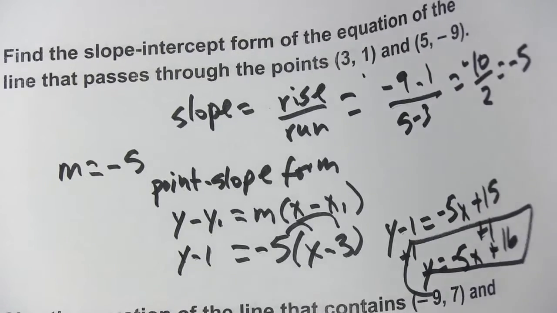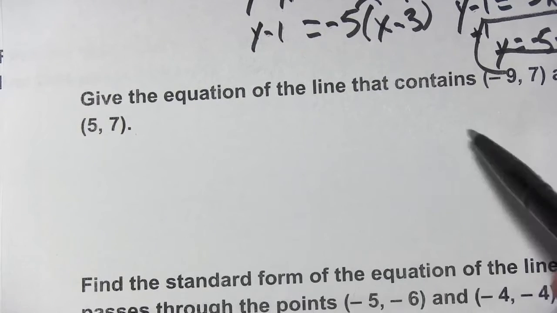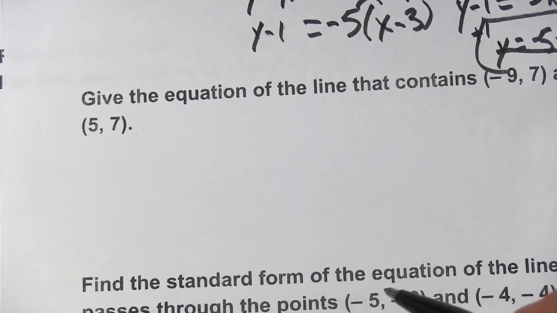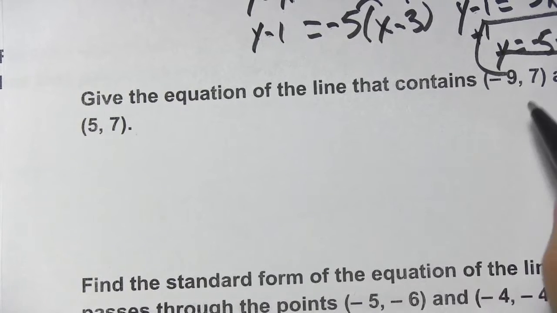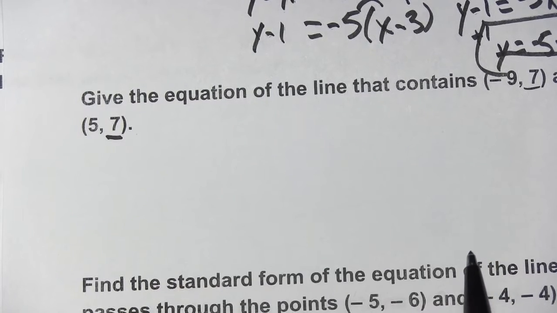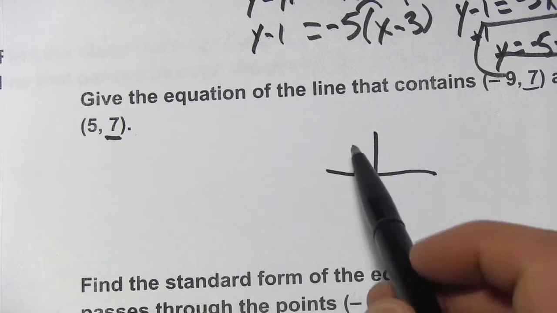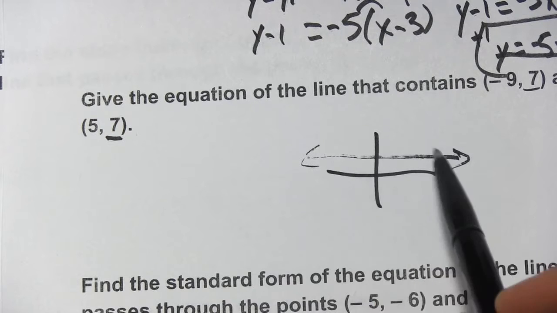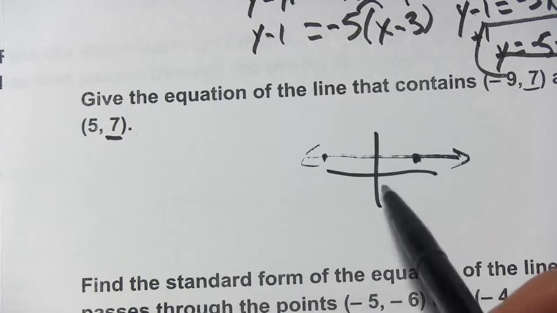Let's try another. So this one says, give the equation of the line that contains negative 9, 7 and 5, 7. And we could go through that whole thing, figure out the slope, put it in point-slope form, etc. There's something funky going on with this one, though. Look, the y is the same on those 2 points. If you're given 2 points of a line where the y is the same, what that means is it's a horizontal line. In this case, it's a horizontal line at y equals 7. If it goes through negative 9, 7 and 5, 7, it has to go through every other point where y equals 7. The slope of this thing is 0.